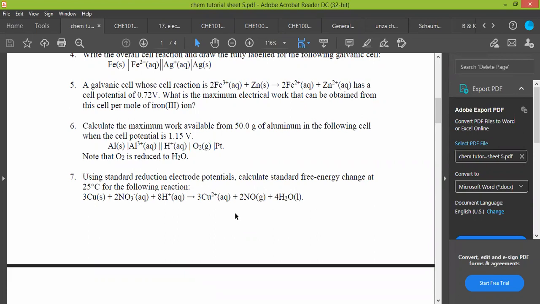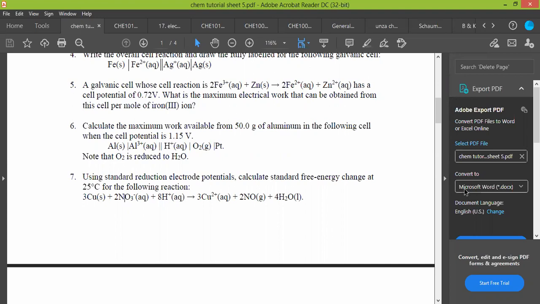How many electrons need to be transferred in total? You have to balance electrons. So you will multiply the top one by 2, the lower one by 3. That will give 6 electrons in total. So that is our concern. 6 electrons are being transferred in this particular question. Once you've established that, everything else that follows is easy.